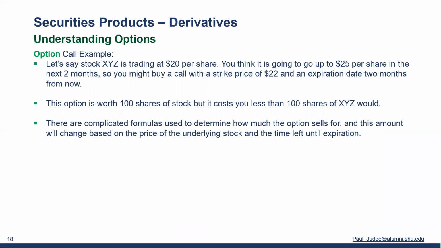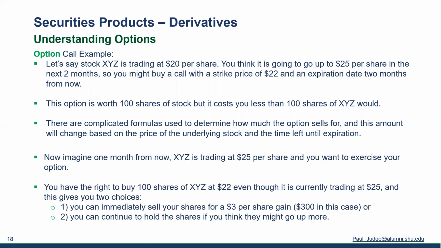Again, this is a simple example. Let's say you have stock XYZ, it's trading at $20 a share. You think it's going to go up to $25 a share in the next 2 months. So you might buy a call at a strike price of $22 a share with an expiration date 2 months from now. The option is worth 100 shares of the stock, but it costs you less than 100 shares to control that buying power on stock XYZ. There are complicated formulas to determine this and how much it sells for, and it's really more for sophisticated investors.